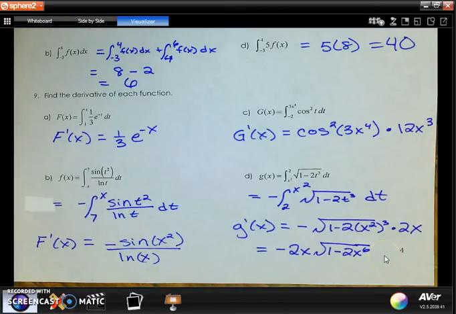Okay, so I went ahead and worked through those because I'm short on time here. So that's just applying the rules, and you could compare your answers to those.